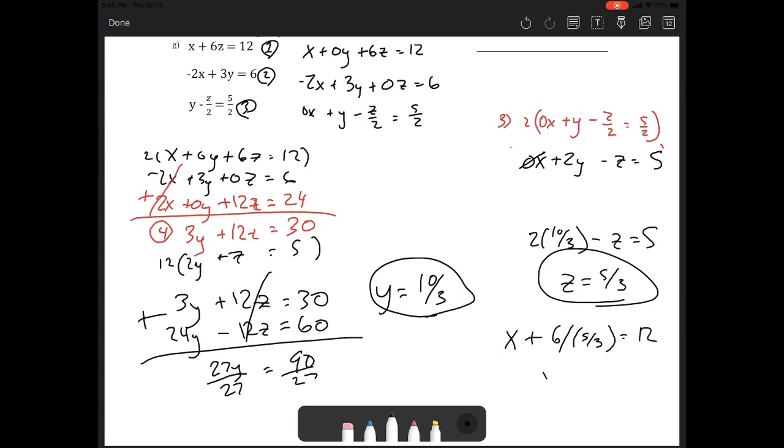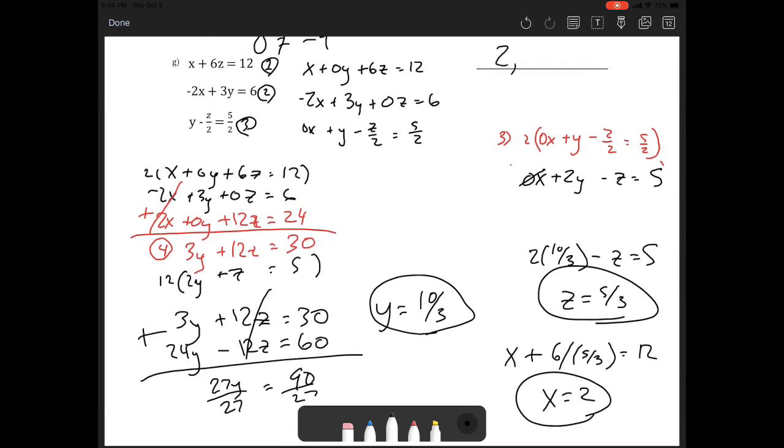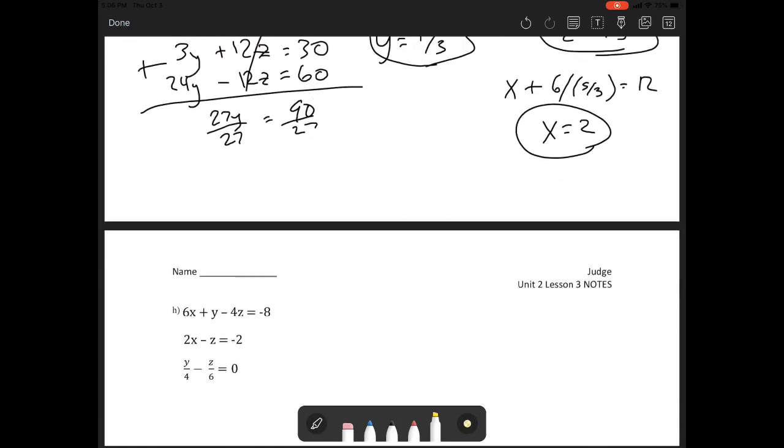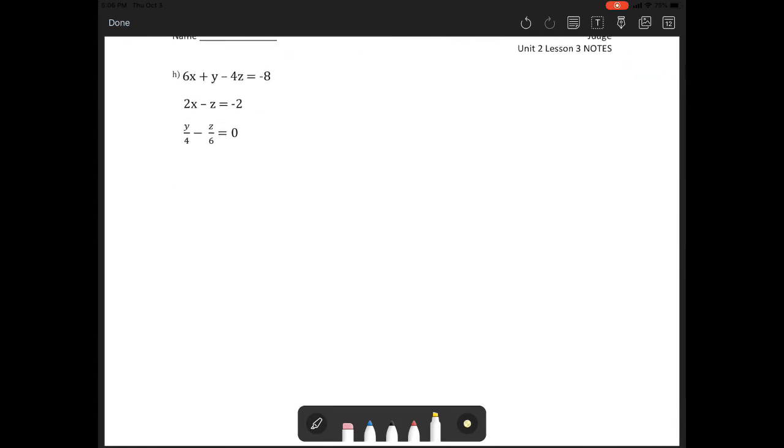Then I'm going to plug them both in, with x equals 6 times 5/3 equals 12, and that's going to end up with x equals 2. So my answer will be 2, 10/3, 5/3.